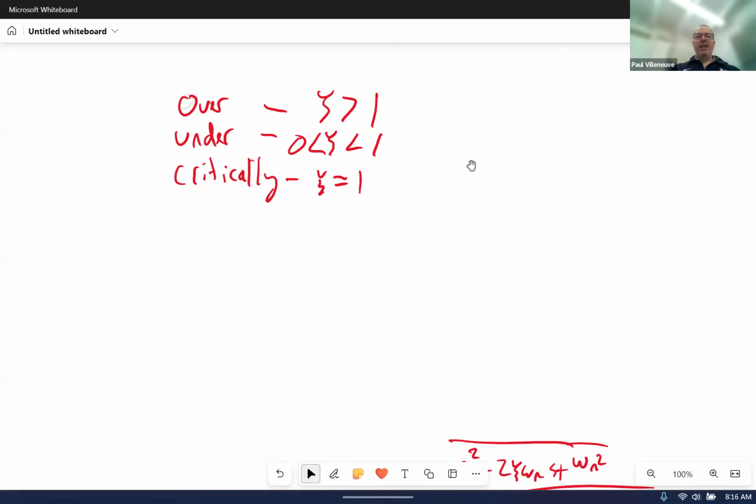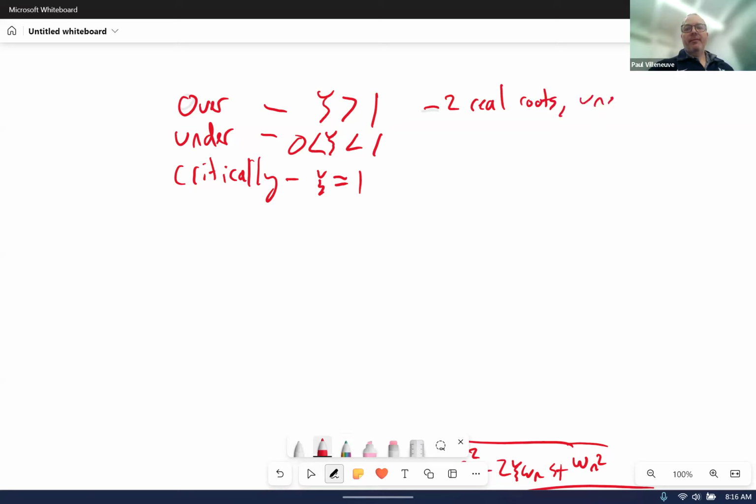Okay, so when I have overdamped, I have two real roots, and they are unequal. If it's underdamped, I have two complex conjugate roots.